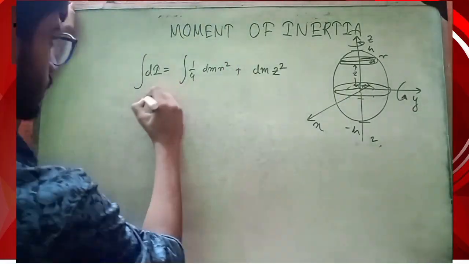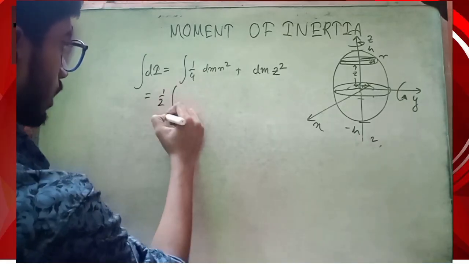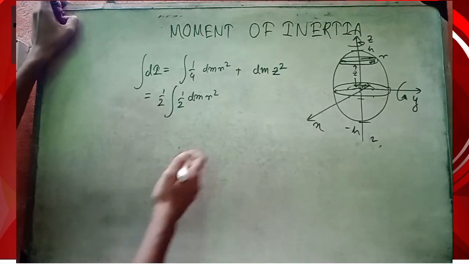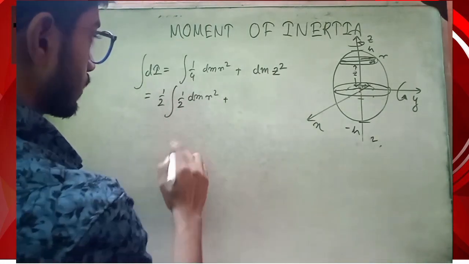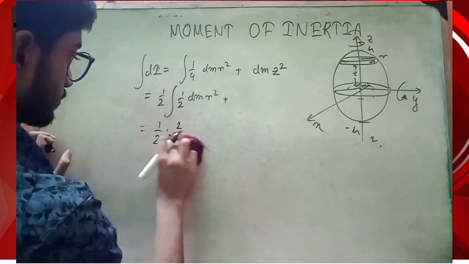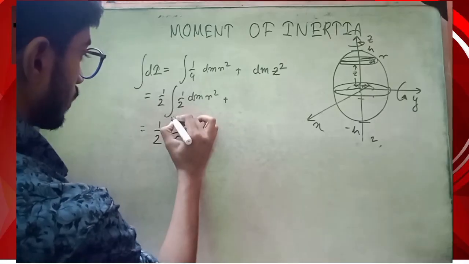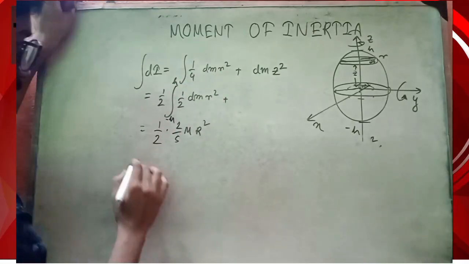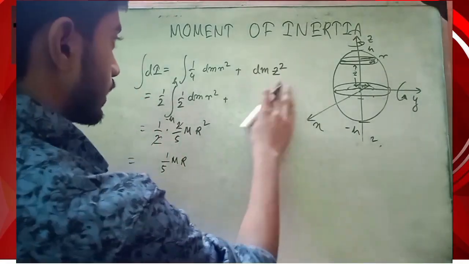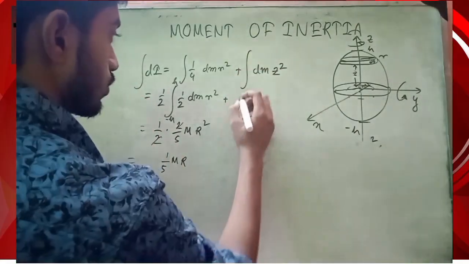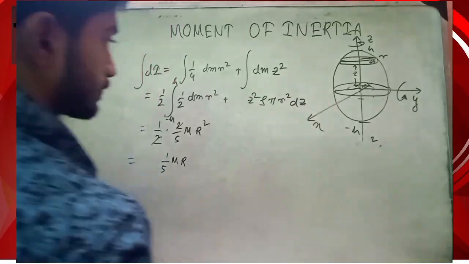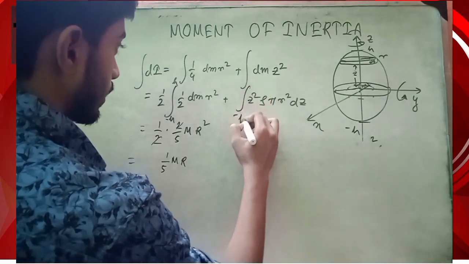So after integrating it, we know that this term, 1 by 2 dm r square, is a known term. This calculation is similar to the previous ones, so we can calculate just this. So we write the value of this, which is 1/2 into 2 by 5 m r square, from integration from minus h to h. Okay, so this cancels, 1 by 5 m r square. The dm z square is the second term, which we calculate from z square rho pi r square dz. Okay, integration from minus h to h.